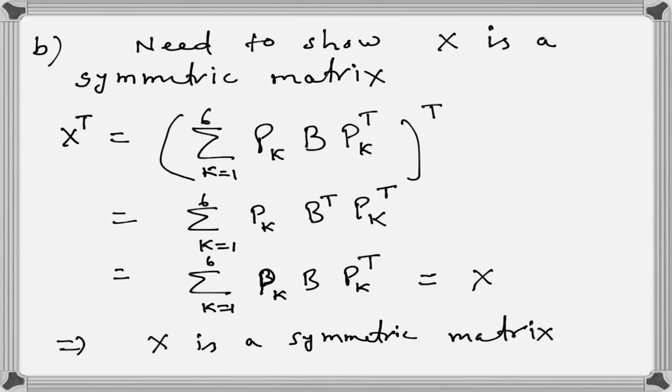Okay, so let's go to part C. In part C, we need to show that X minus 30I is not an invertible matrix.